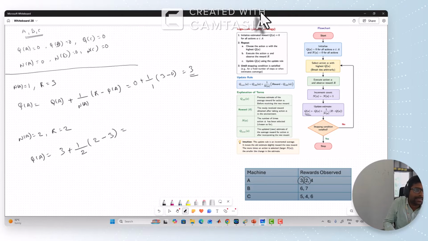Here Q means it is the old Q value, the previous Q value, that's it. So that means 3 plus 1 by 2 times (2 minus 3), that is minus 0.5, that's equal to 2.5.